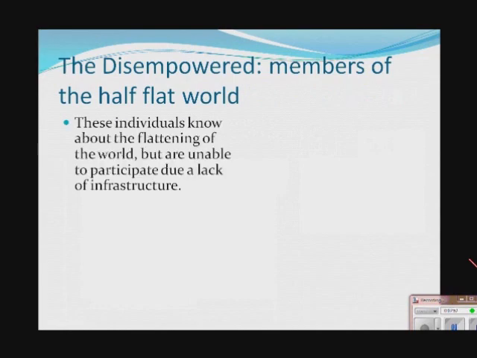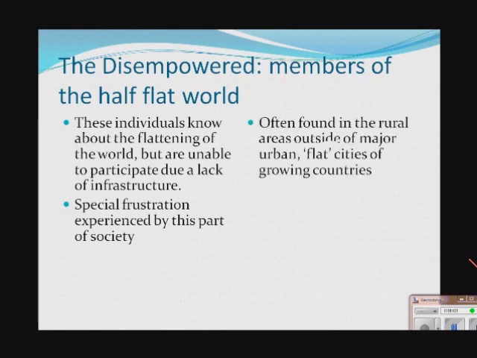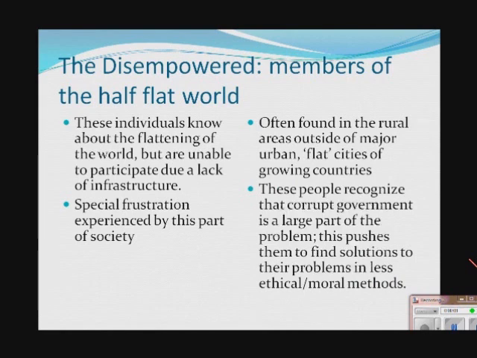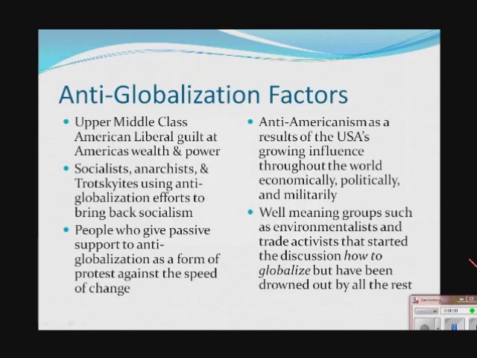There are also members of what are called the Half-Left World. These are disempowered individuals. They have a very unique, special type of frustration in that they've often seen the flat world and maybe experienced it on a short-term basis by traveling to a flat city in their country, but then they had to go back to the very rural, unflat parts of the country where they actually live. It's frustrating because they see what's available, they know what's out there, but they don't have access to it, often because the governments are corrupt and only want to take care of their own. Instead of flattening out the whole country, the government worries about flattening only a small portion of it. Those frustrations can develop and grow anti-globalization fears in these individuals.